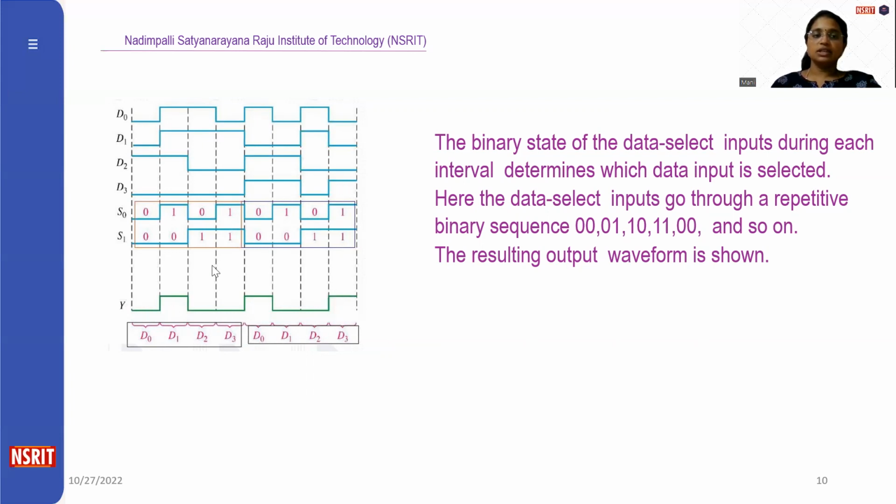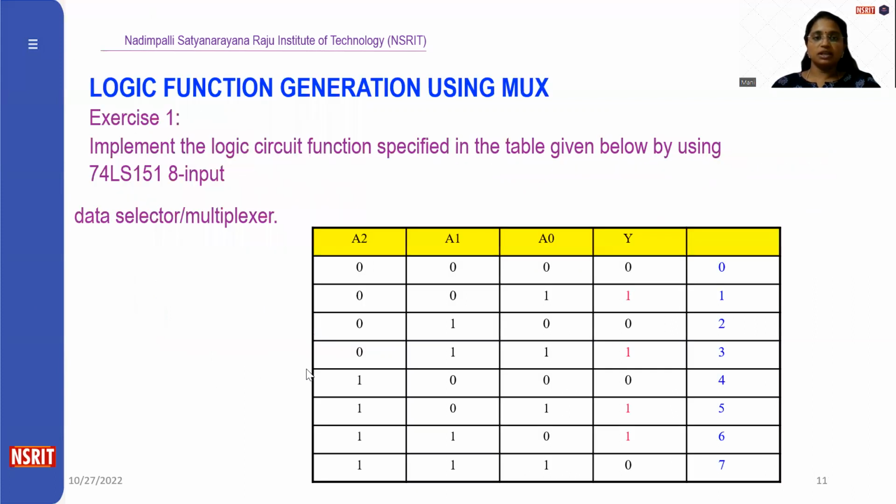So like this, 0, 0 will select D0, 0, 1 will select D1, 1, 0 will select D2, and 1, 1 will select D3. So like this, it is selecting the inputs based on the selection lines.